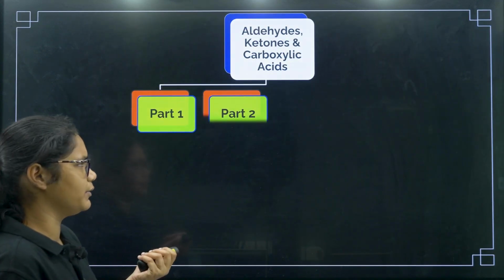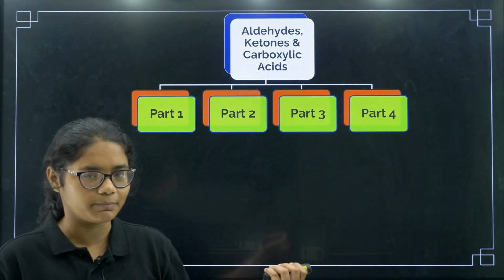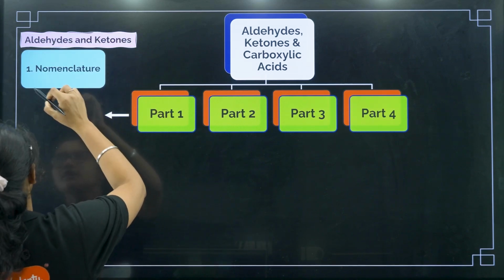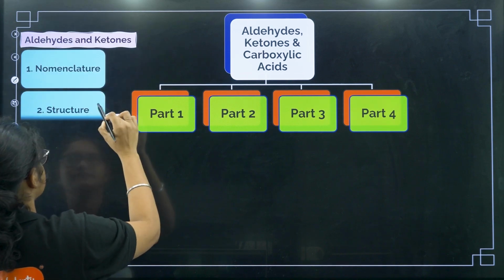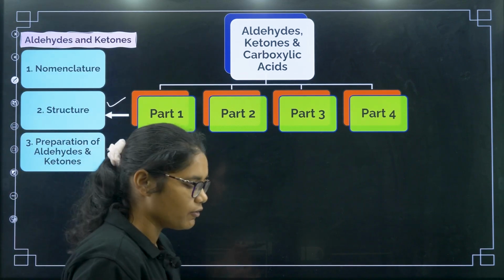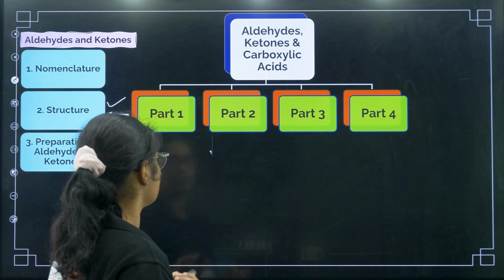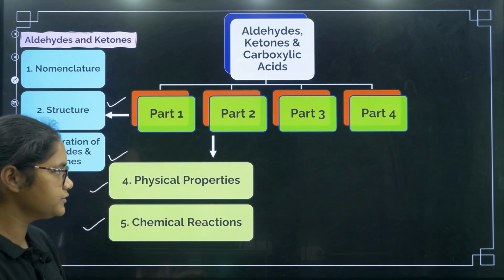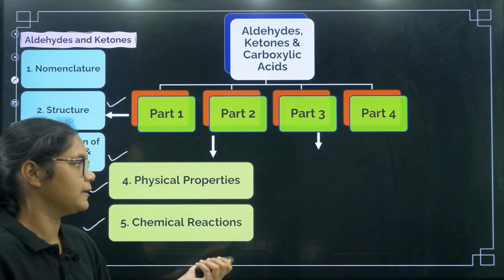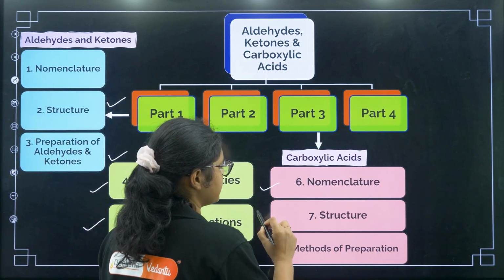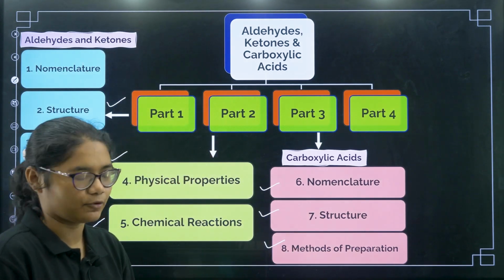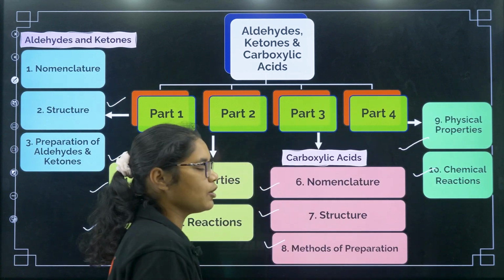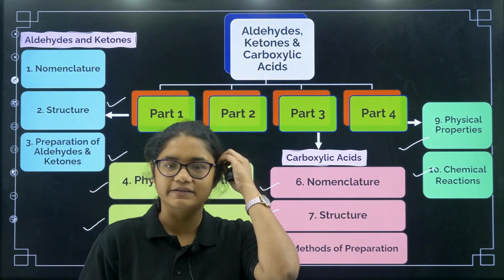As I told you, how are we going to complete this chapter? It will be done in 4 parts. In the first part, we have already discussed nomenclature, structure, and preparation of aldehydes and ketones. In part 2, we discussed physical properties and chemical reactions of aldehydes and ketones. Today we are going to start part 3, that is carboxylic acid, nomenclature, structure and methods of preparation. In the next class we will be discussing physical properties and chemical reactions of carboxylic acid. I hope this is clear.